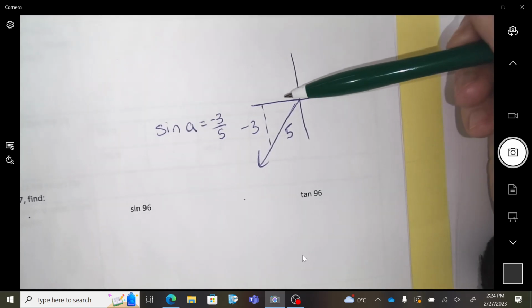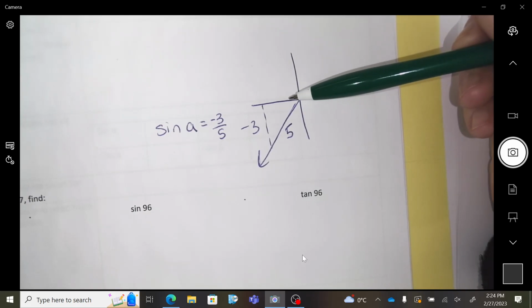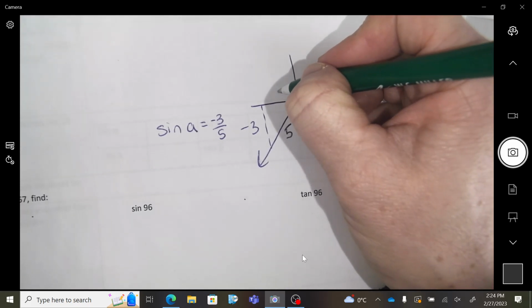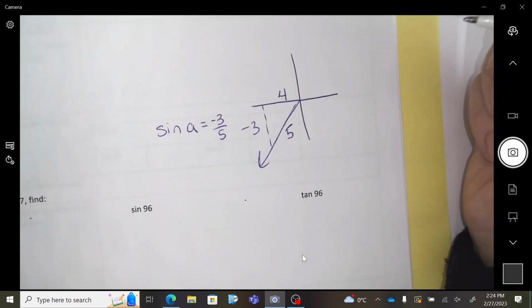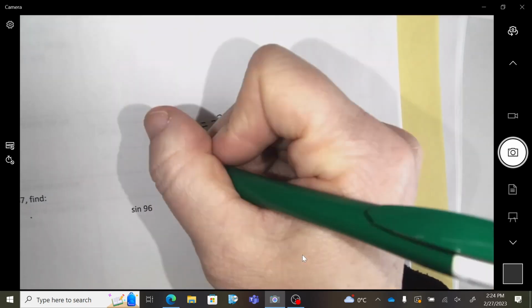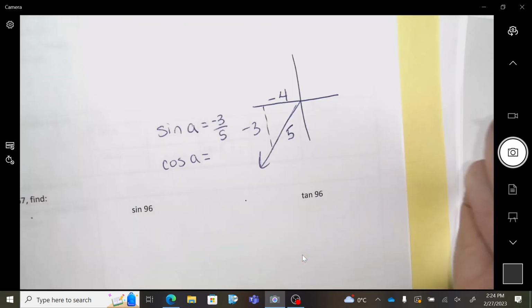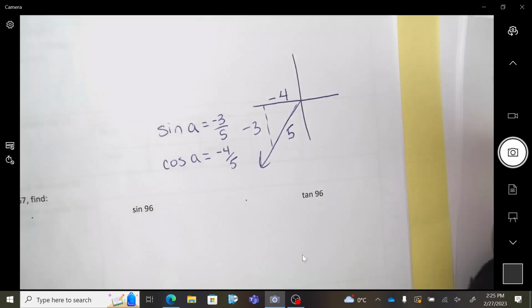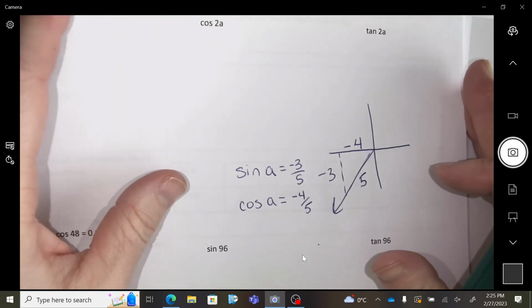Can you get me the third side with Pythagorean theorem? Some of you might have this one memorized. I think we see it sometimes. A 4. In that location, would that be a plus or a minus 4? Minus. So what is the cos ratio for A? Negative 4 over 5. Okay, I'm going to stop there. I don't need the tan ratio, so that's all I want to go forward. All that was just some background work.